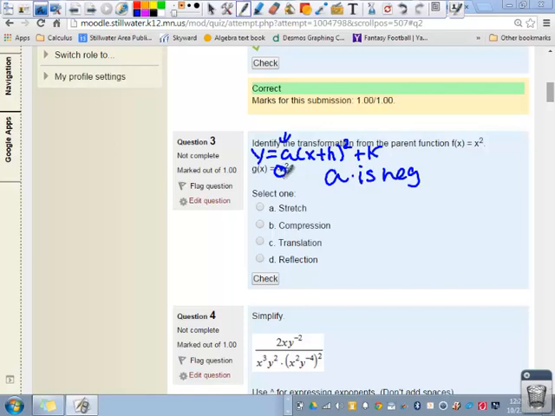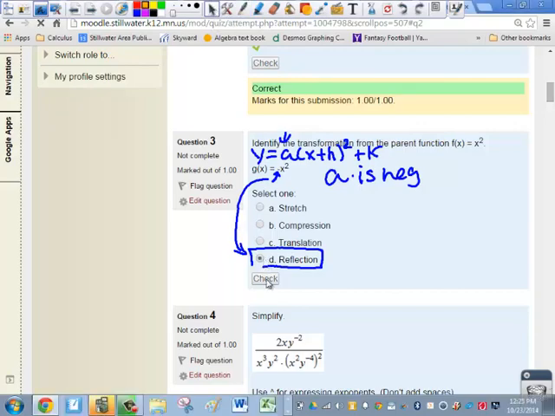because that -1 right in front, let me erase this so you can actually read it. This -1, or this negative in front, we'll just flip it. It's called a reflection. The negative is creating a reflection right here, and so we'll just select that as our answer because it's reflecting.